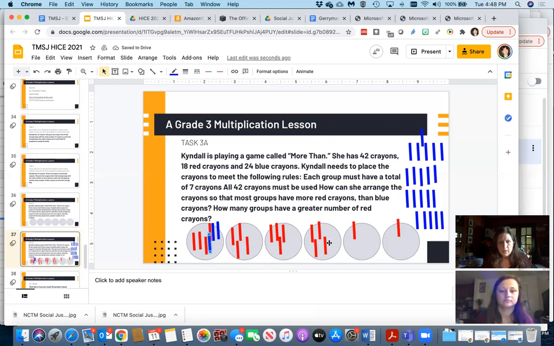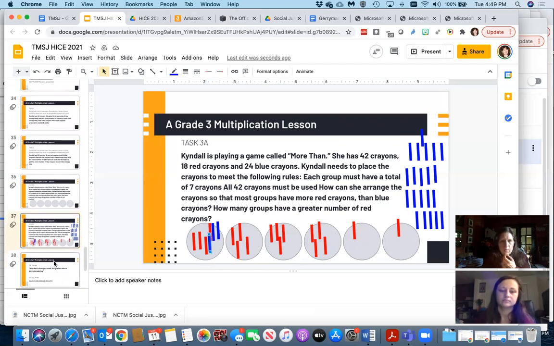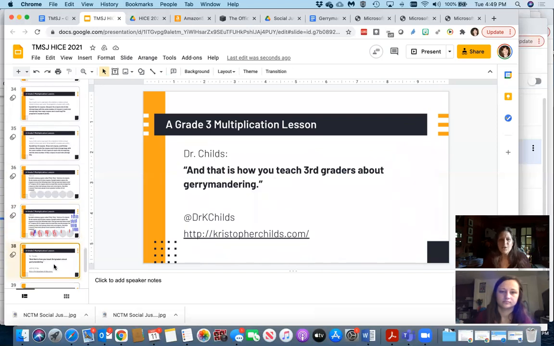And I could do the same thing here, here, here. And then I could fill out the rest however I wanted to in these last 2 bags. And so they met the rules of the game. And then that's when Dr. Charles said, and that is how you teach 3rd graders about gerrymandering.